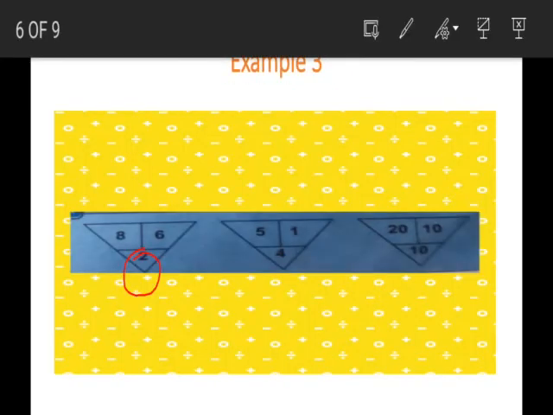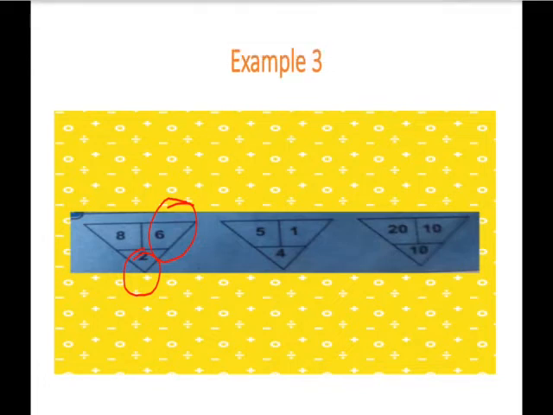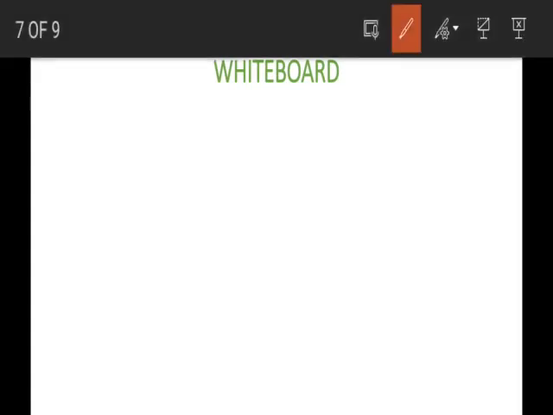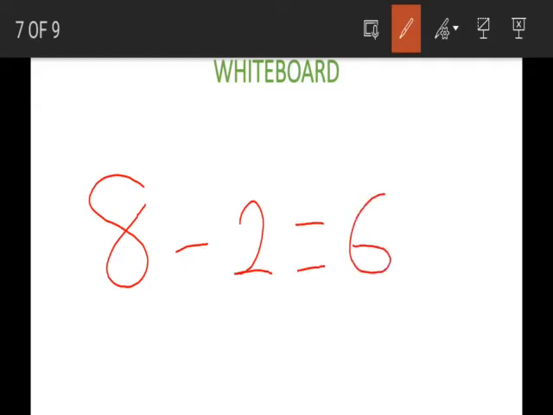Now, assuming 6 was not given, how do we get our 6? We simply have it as 8, which is at the top, minus the 2 at the base. And 8 minus 2 gives us 6. That's how we get the 6 on the right hand side.